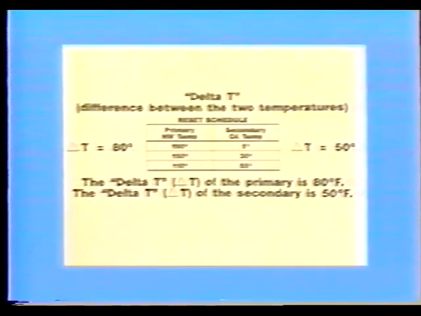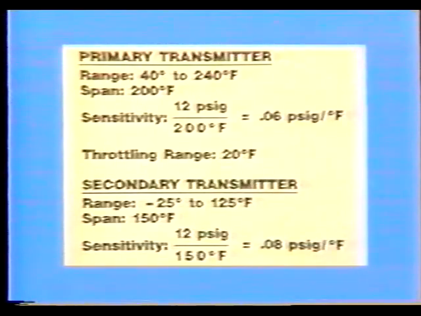The delta T of the reset is the difference between the upper and lower range of the reset schedule. For this example, the primary delta T is 80 degrees and the secondary delta T is 50 degrees. The sensitivity of the 40 to 240 degree primary transmitter is 0.06 psig per degree of change, and the minus 25 to 125 degree secondary transmitter sensitivity is 0.08 psig. Sensitivity was covered earlier in this program and should be reviewed if necessary.